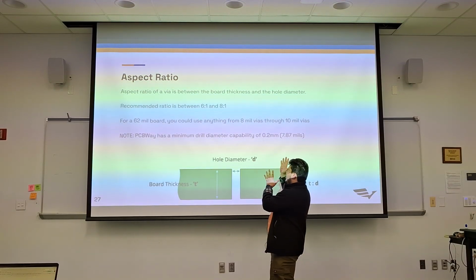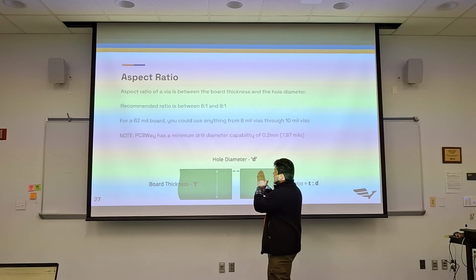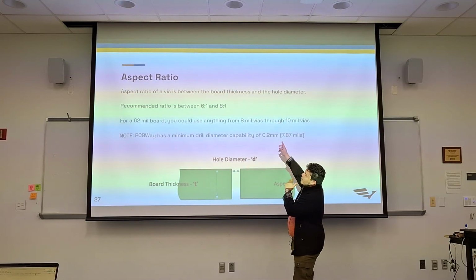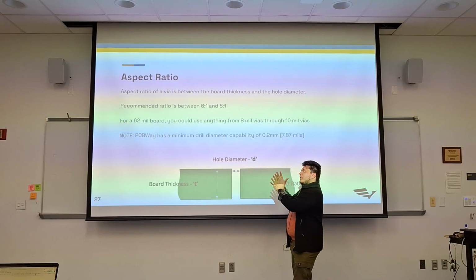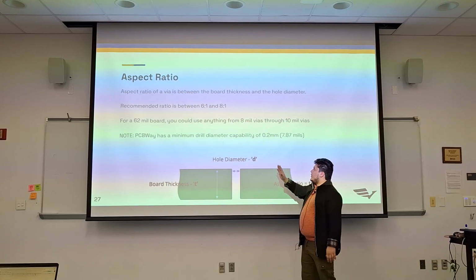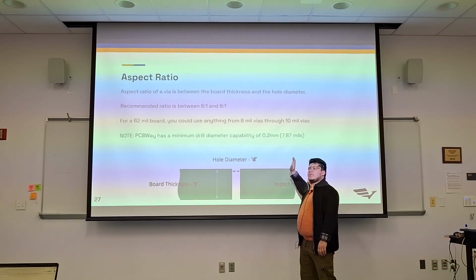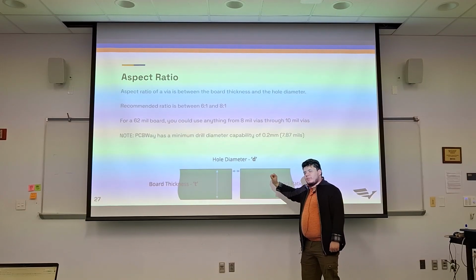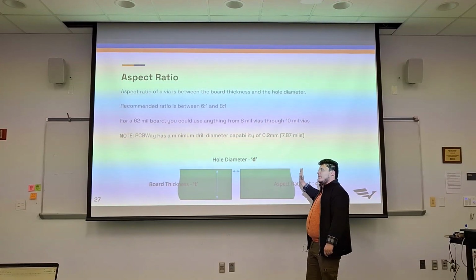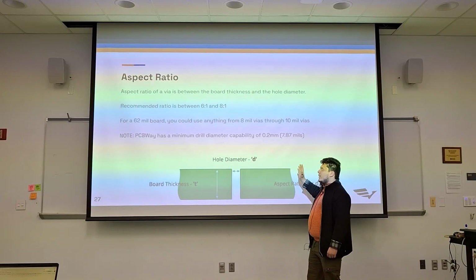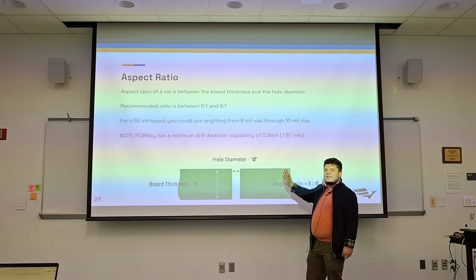And then on the other end, if you want to go with your smallest via, that would be your 8 mil via, which is your 8:1. So for the boards that we're designing, which are 62 mils, our vias should be between 8 mils and 10 mils. The smaller the drill, the more expensive the board. So I would recommend staying on the higher end of your aspect ratio. So a 10 mil via would be great.